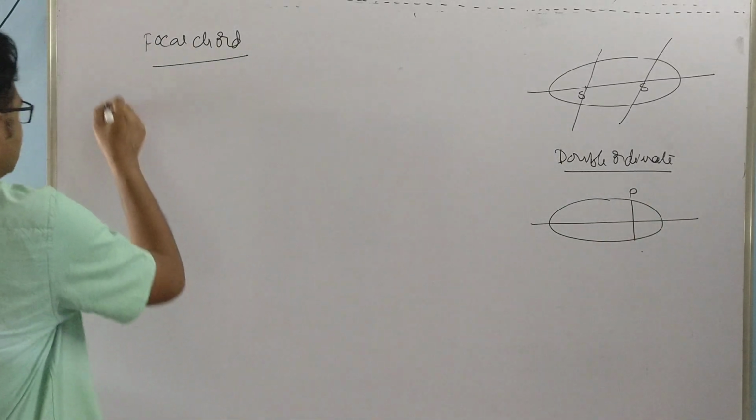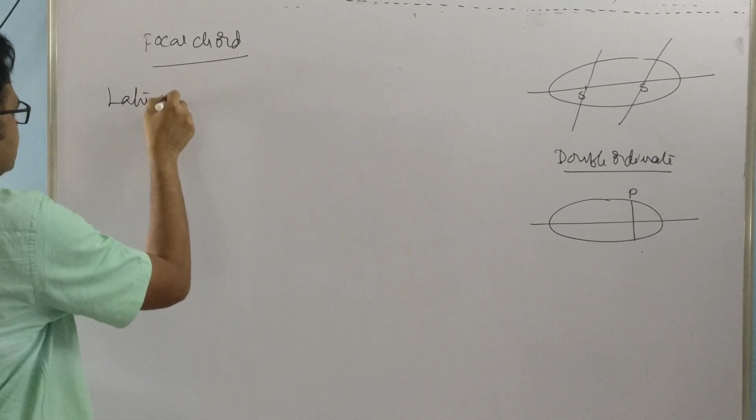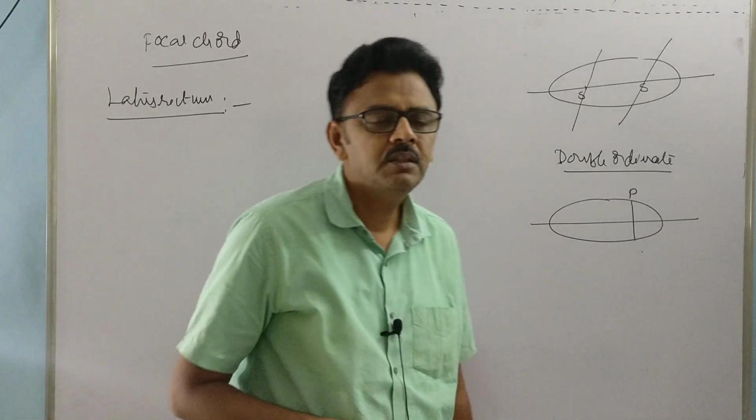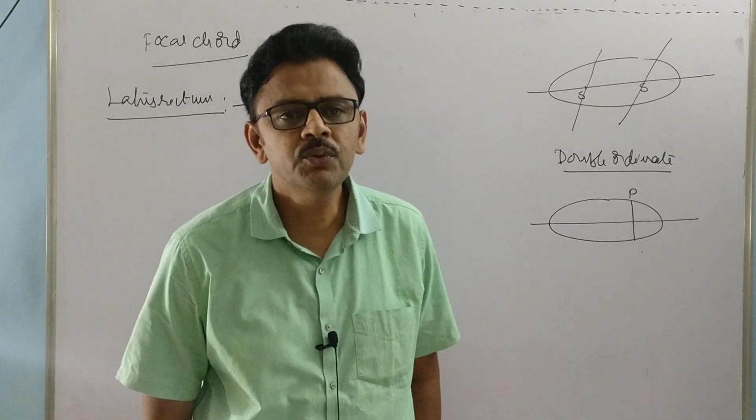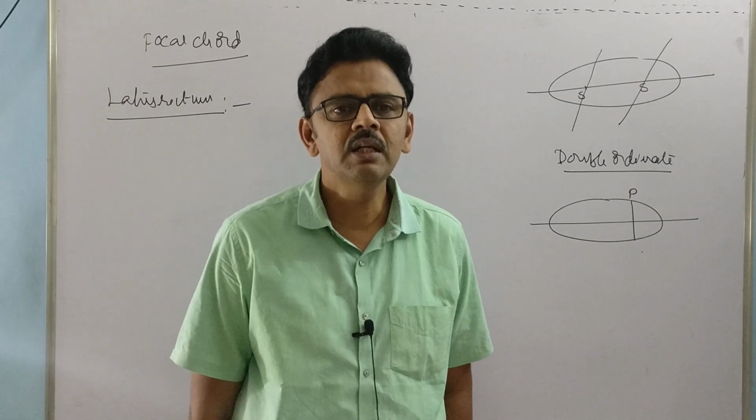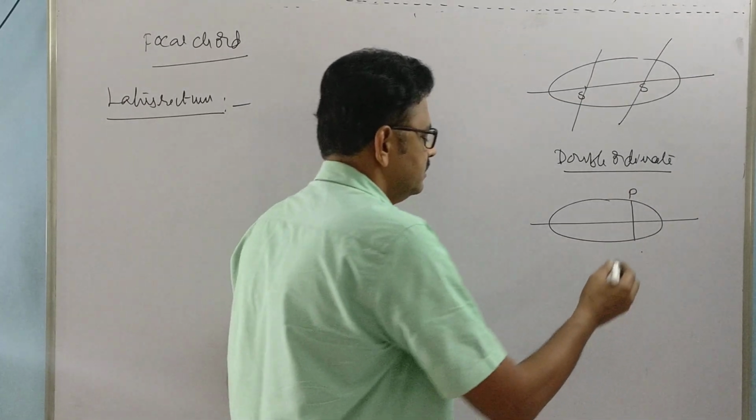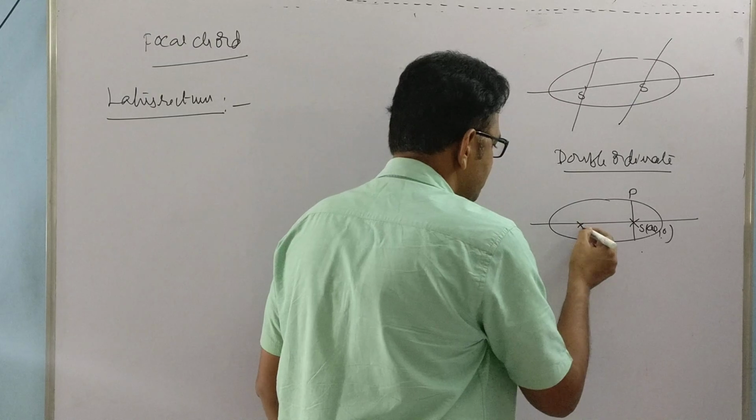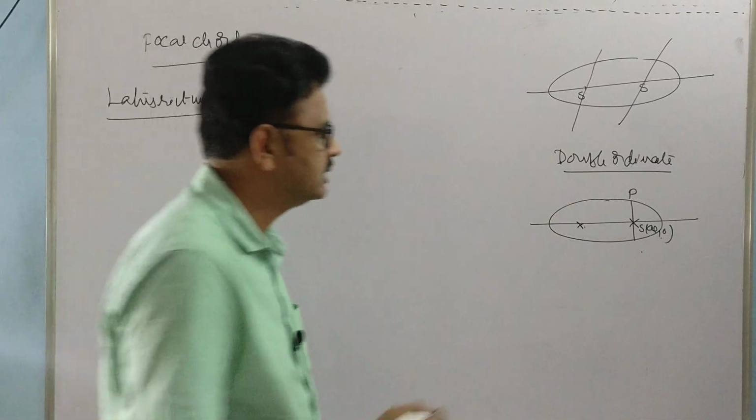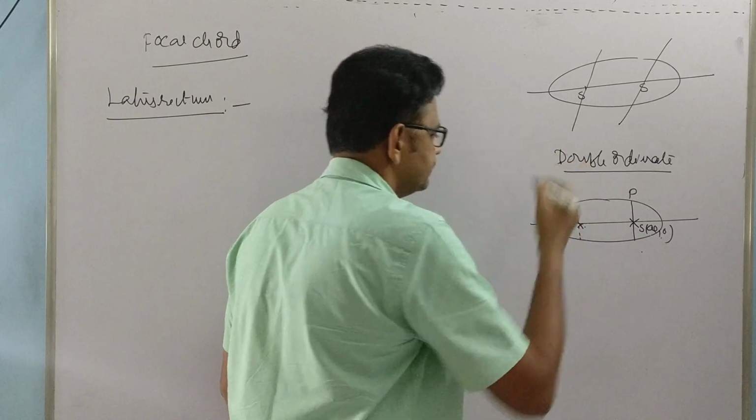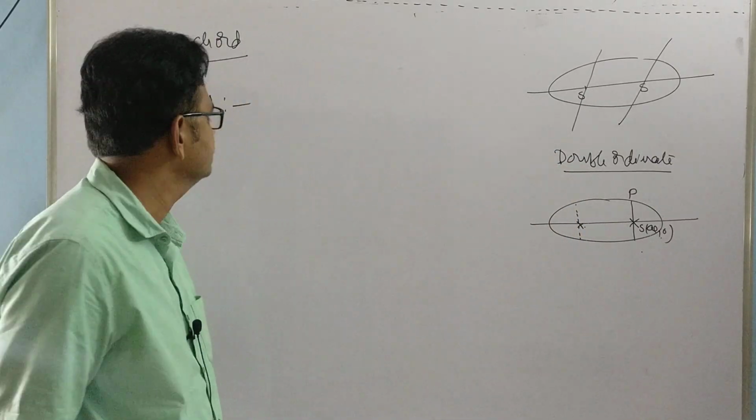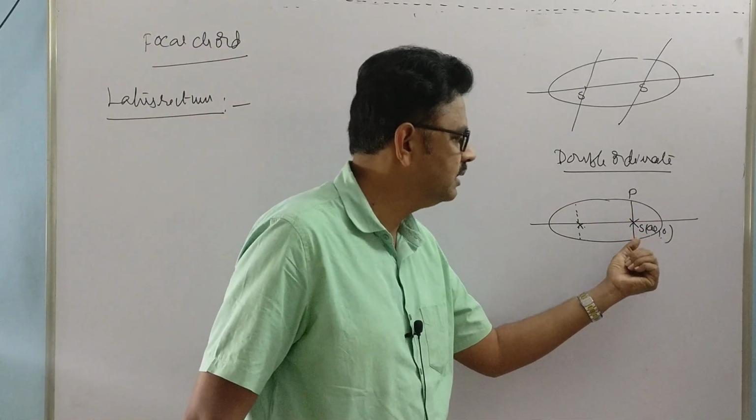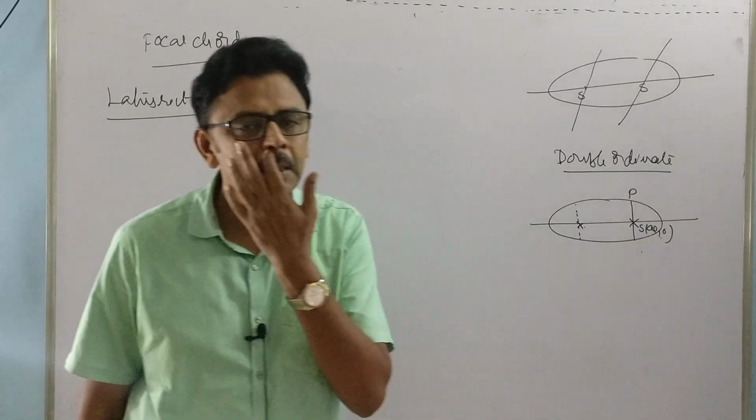Next one is latus rectum. See here, the double ordinate which passes through the focus of the ellipse is called the latus rectum. The double ordinate which passes through the focus, either (ae, 0) or (minus ae, 0), is called the latus rectum.